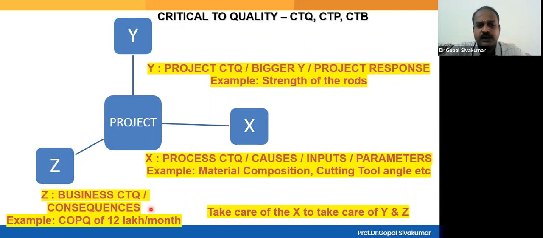Let us say the company is losing 12 lakhs every month because of the rejections due to insufficient or inappropriate strength in the rods they manufacture. So that is called the Z variable. You can call it business CTQ or business consequences. So always take care of the X variables to take care of the Y variable, and eventually you will be able to take care of your Z variable, which is the business result.